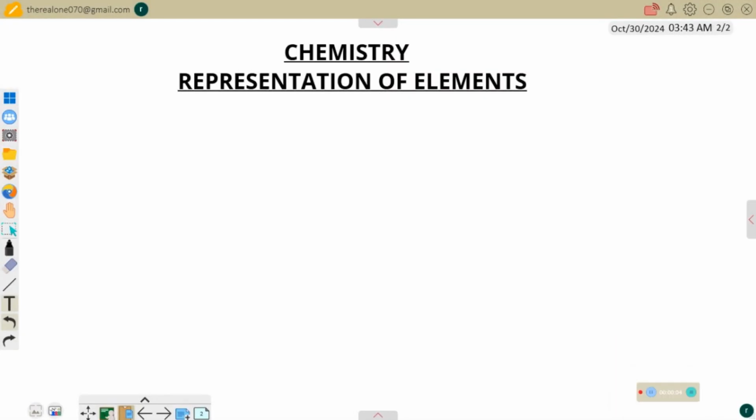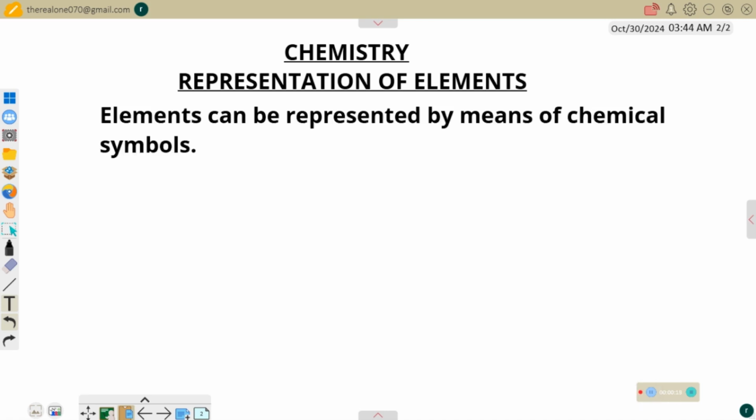Now let's consider representation of elements. This simply refers to the way elements can be represented. Generally in chemistry, elements can be represented by means of chemical symbols. A Swedish scientist, that is, a chemist from Sweden, whose name is Jons Jacob Berzelius, was the one that suggested the use of letters of the English alphabet to represent the chemical symbols of elements.